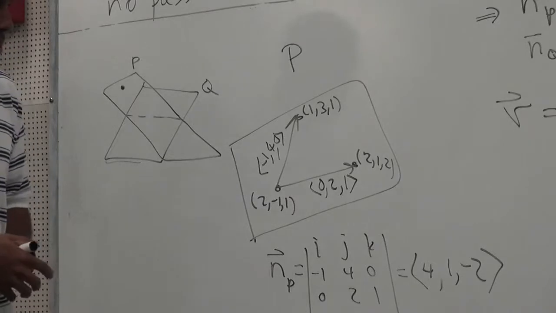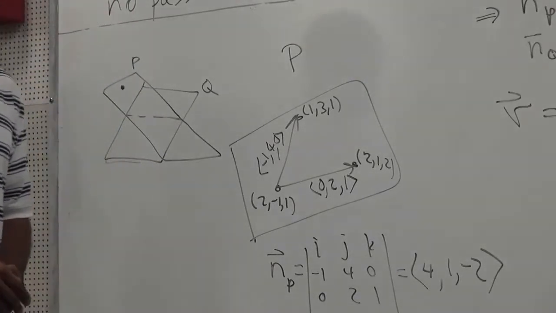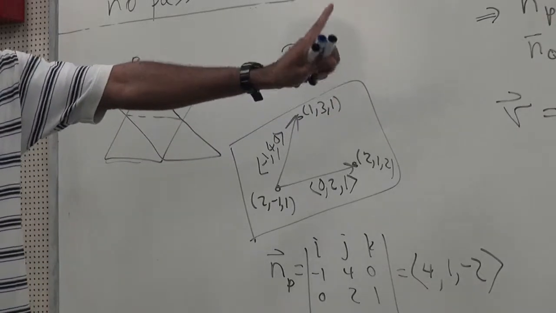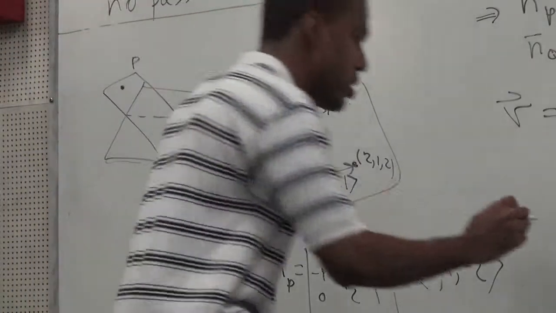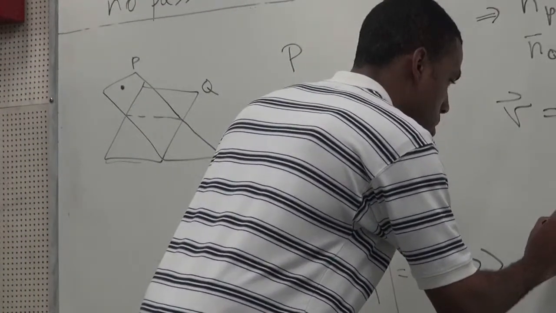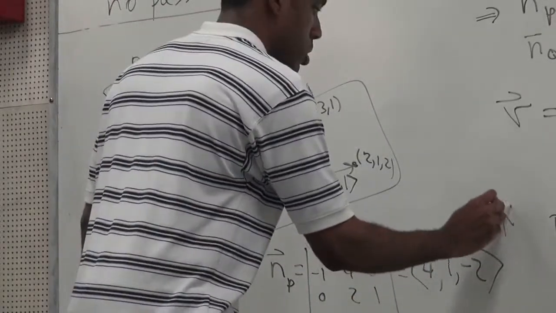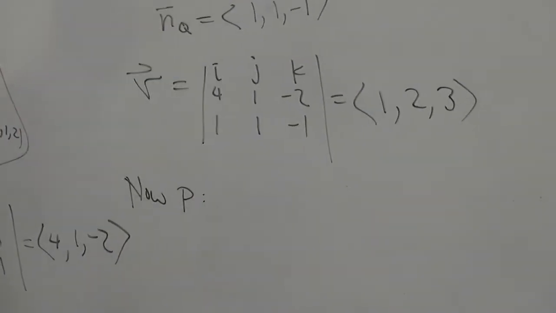Would you set them equal to each other? Right, so in order to do that though, we have to find the equation of P. So let's first find the equation of P. Now, how do I find the equation of P? Now I can pick a random point, right, and use this as the normal vector.